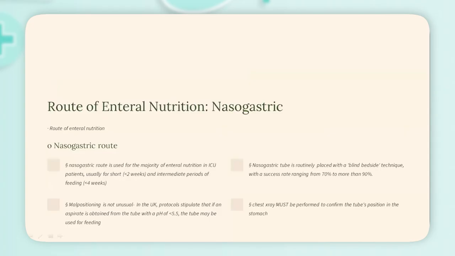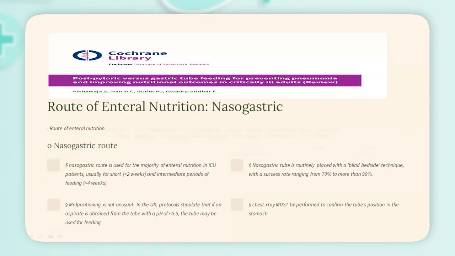And commonly we give nasogastric tube feeding. If it is for a shorter period, not more than 4 weeks, then usually we go for it; if more than 4 weeks, then usually we go for a percutaneous gastrostomy tube.